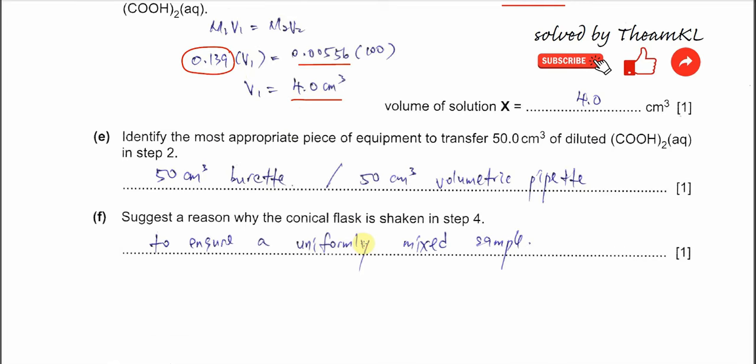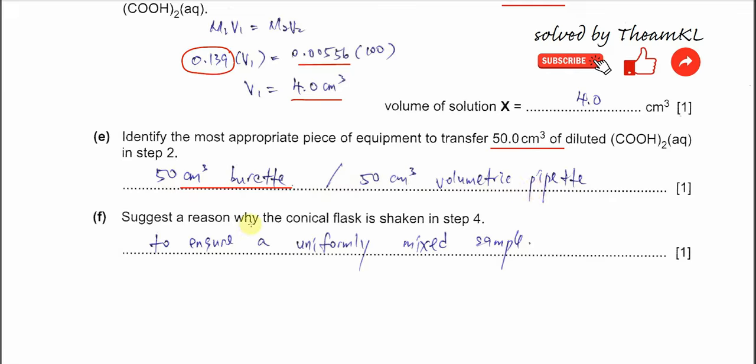Part E. Identify the most appropriate piece of equipment to transfer 50 cm cube of dilute acid solution in step 2. You can use either one. You can use a burette, or you can use this volumetric pipette. A 50 cm cube burette also can. A 50 cm cube volumetric pipette also can.